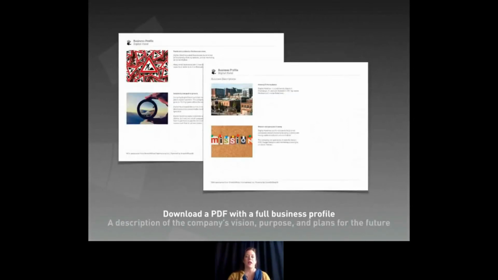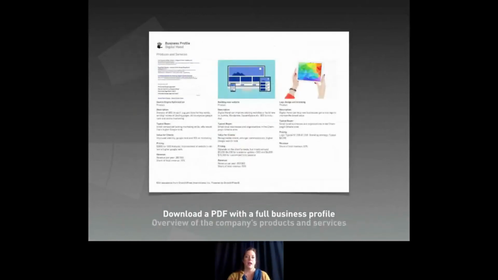We have pages that have the company's vision, their purpose, plans for the future, scalability, path to growth, lots of different options there. We have a page or two about their products and services, whether it's a product line or a service line. It asks who's the typical buyer, what's the value for them, what's the pricing, and what's the revenue as a share of your total revenue. And if they don't know, you can leave that blank. They don't have to put that information in.